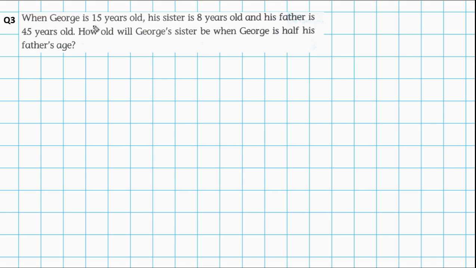When George is 15 years old, his sister is 8 years old, and his father is 45 years old. And we're asked, how old will George's sister be when George is half his father's age? Now, obviously, this is a question about age, and there's something that you need to realize when you do questions about age. Often, when people approach these questions for the first time, they get them wrong because they forget something really important. Now, let's have a look.